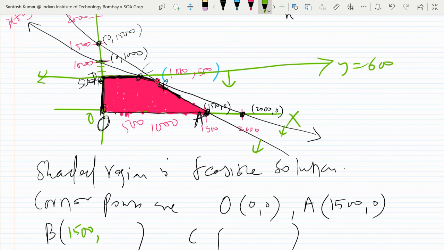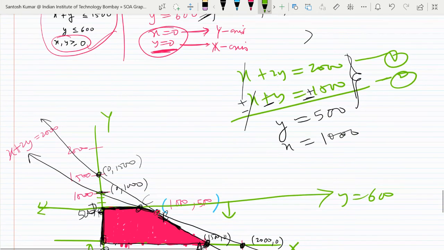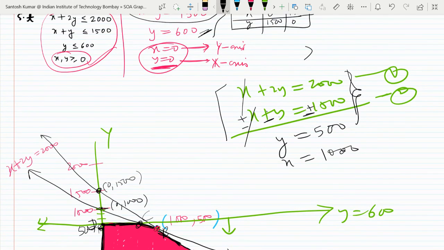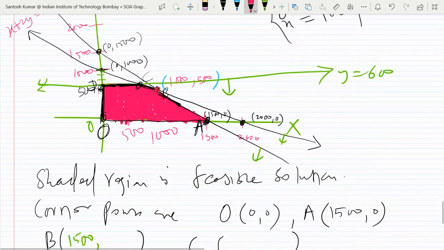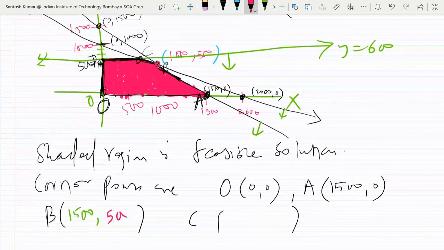So again, I'm telling you the way. When you need one intersection point, you just solve those two lines simultaneously, like I did here. So when I solved these two lines simultaneously, I got the intersection point of those two lines. So for the point B, I got this 1500 comma 500.